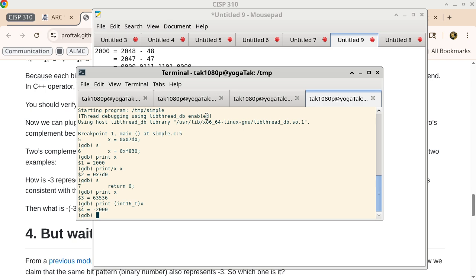Because in this case, 65,536 and negative 2000 are congruent modulo 65,536. It's just two ways of looking at the same bit pattern. Is that okay? All right. So let's go back and address the question of binary subtraction.